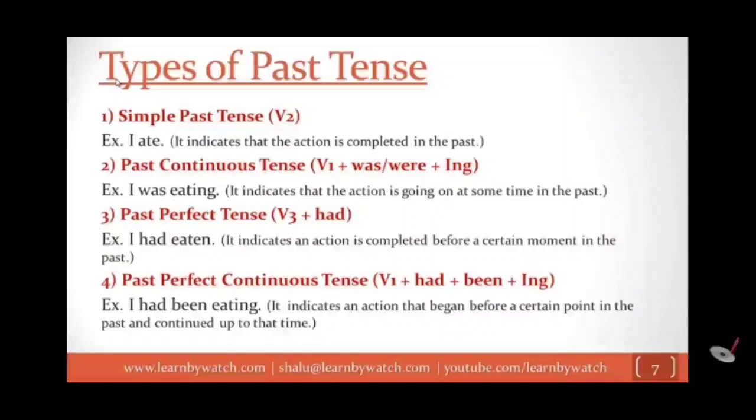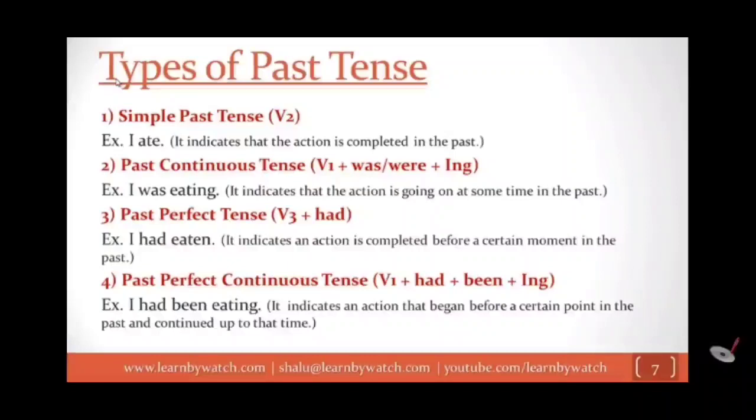Third number is past perfect tense. Past perfect tense indicates an action that is completed before a certain moment in the past. Okay, suppose there are two actions which happened in the past. The first action which happened, with that we use had. Okay, like I had eaten before you entered the room. Okay, there are two actions. I have eaten and you entered the room. So I ate first. So I will write I had eaten before you entered.